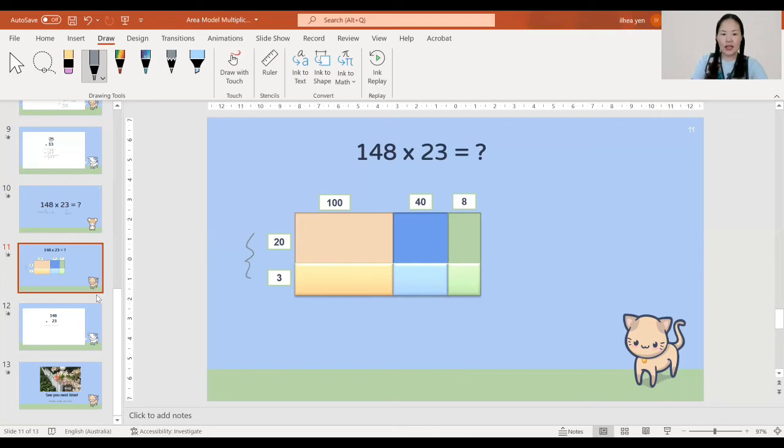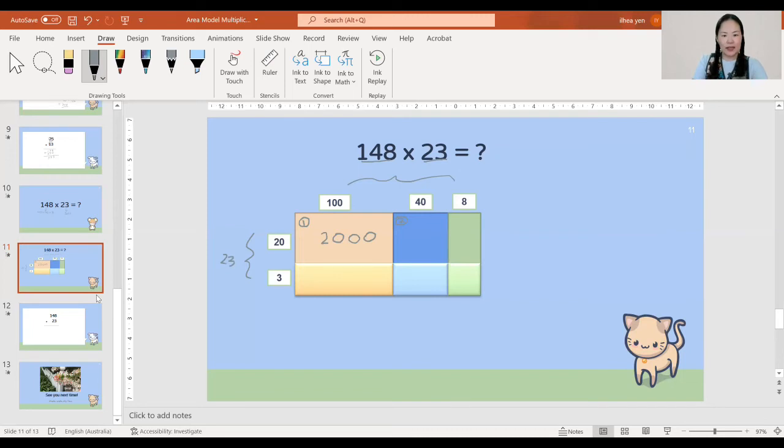So when you add it together, I will get 23, just like that here. And then my length part, I got 100 plus 40 plus 8, which is 148. So we got 6 areas to find and add it all up. So let's have a look at the first one. First one is 20 times 100. So that would be 2,000.